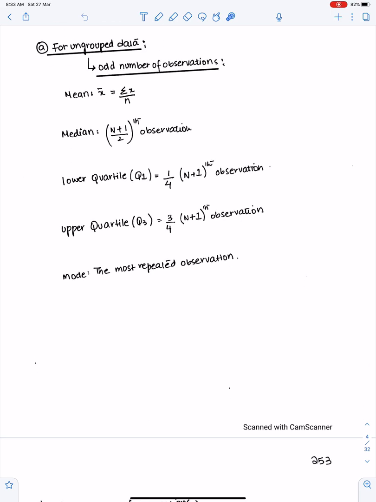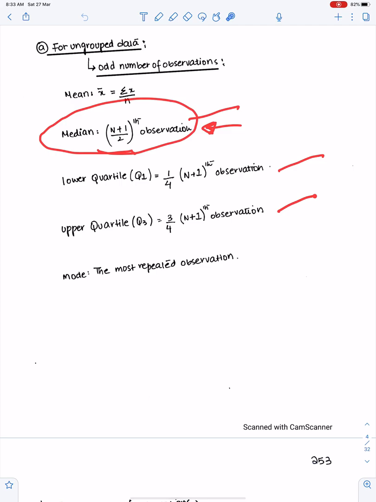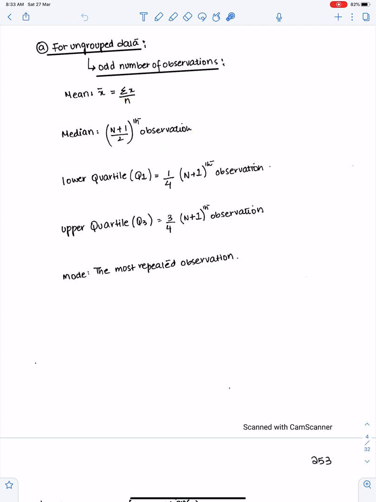For ungrouped data and for an odd number of observations, this is the formula of mean, sigma x over n. We will use the same formula for ungrouped data whether n is odd or even. So the formula is the same for mean, and we will use the same formula for median whether n is odd or even. Through this formula we can get the median, but make sure your data is arranged in ascending order for median, and for quartiles and percentiles as well.